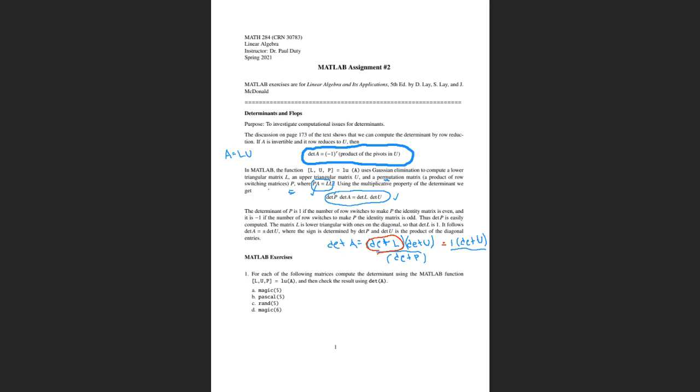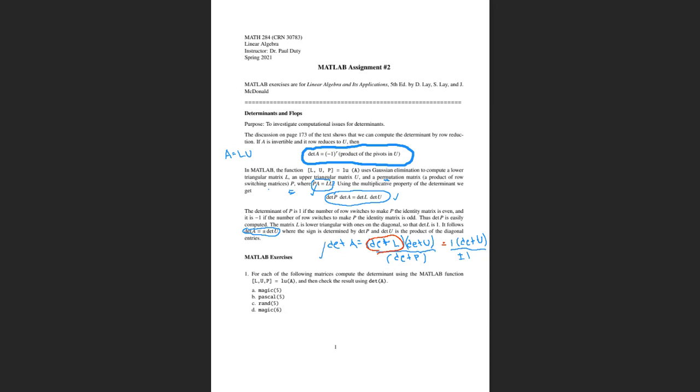And the determinant of this matrix P at the bottom, a permutation matrix, is just going to be either plus or minus 1. L is the lower unit triangular matrix with 1s on the diagonal. So you see the determinant of A is equal to plus or minus the determinant of U.